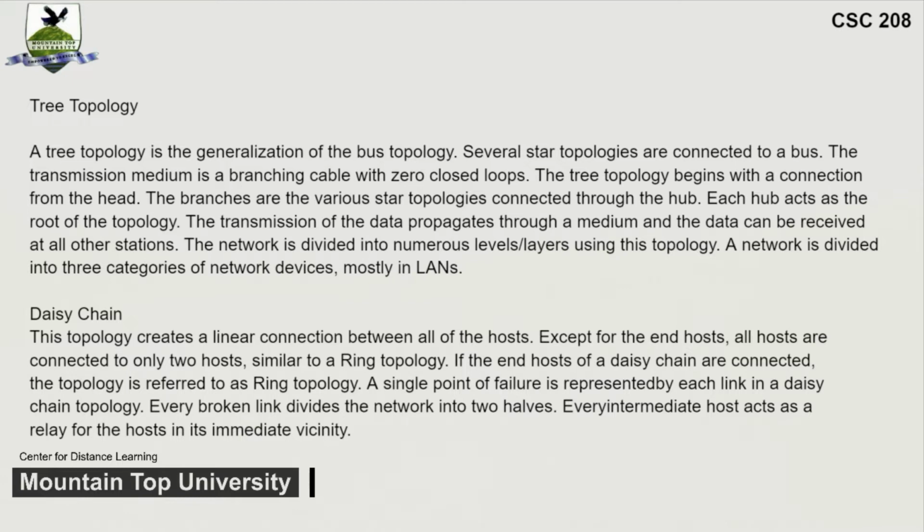Daisy chain. This topology creates a linear connection between all of the hosts. Except for the end hosts, all hosts are connected to only two hosts, similar to a ring topology. If the end hosts of a daisy chain are connected, the topology is referred to as ring topology. A single point of failure is represented by each link in a daisy chain topology. Every broken link divides the network into two halves. Every intermediate host acts as a relay for the hosts in its immediate vicinity.